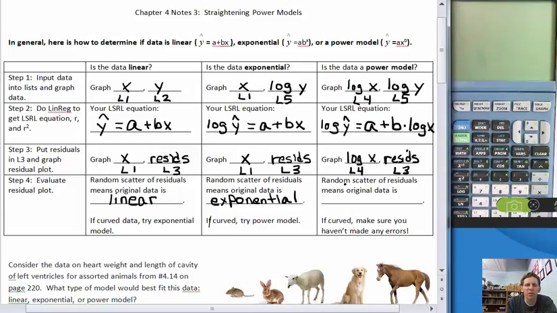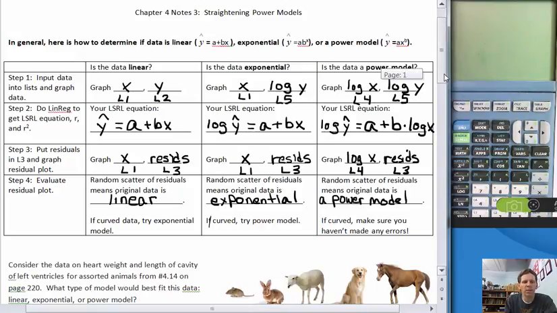If you finally have a random scatter of the residuals in this residual plot, your third residual plot, it means that the original data is a power model. If the residual plot is curved at this point, make sure you haven't made any errors, because at this point, one of these types of models should straighten your data out.